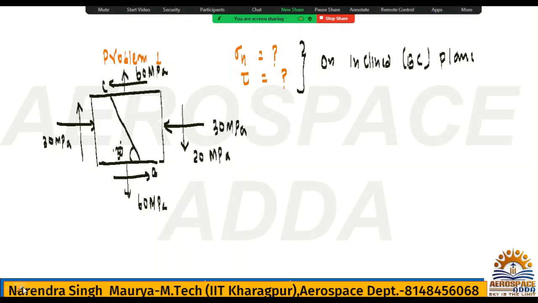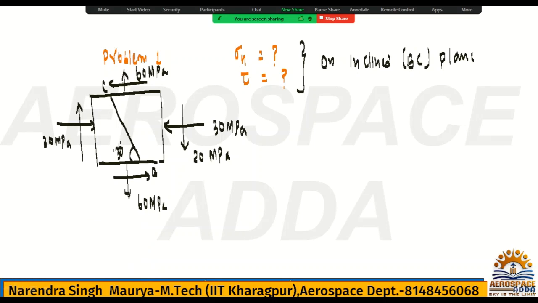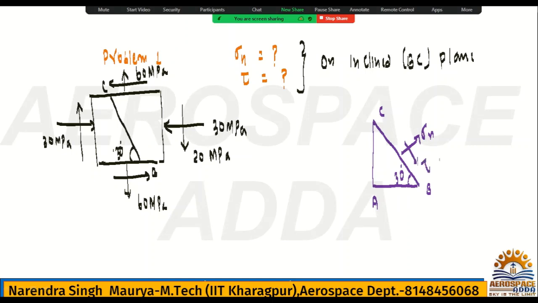So now check. For BC they are talking, then what you do here is take this inclined plane. This is the inclined plane B, C. Take this now as A. What angle have they given? They have given this angle, 30 degree. Here you need to calculate the value of sigma n and tau.